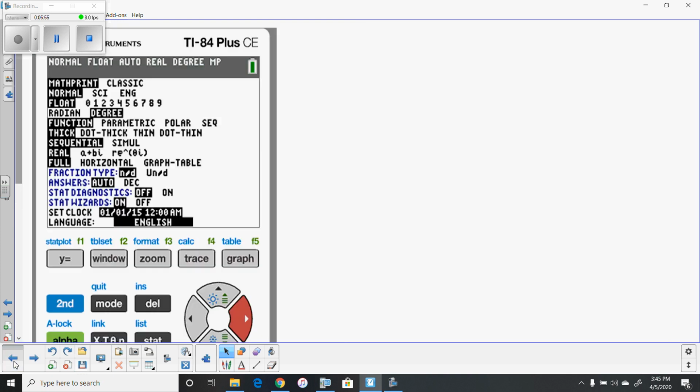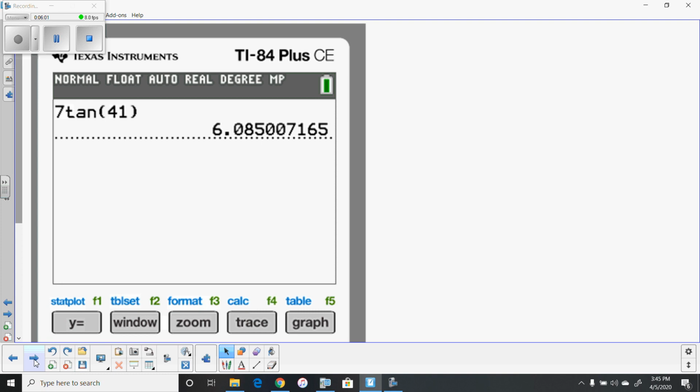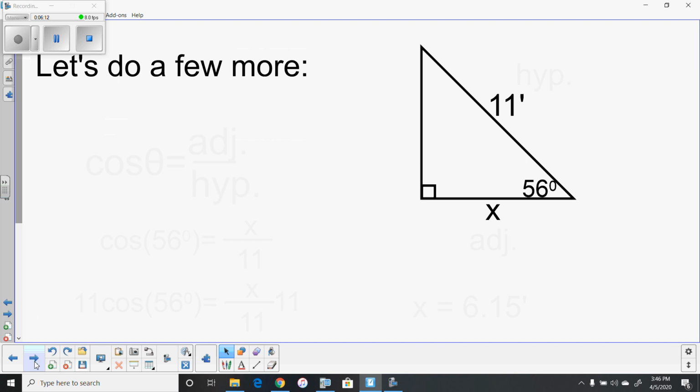But like we said down here, we've got 7 tan 41 will get us our answer. I just hit right into the calculator, 7 tan 41. You don't even have to close the parentheses necessarily. Typically, I'll round to the nearest hundredth, so we get 6.09 for x there.